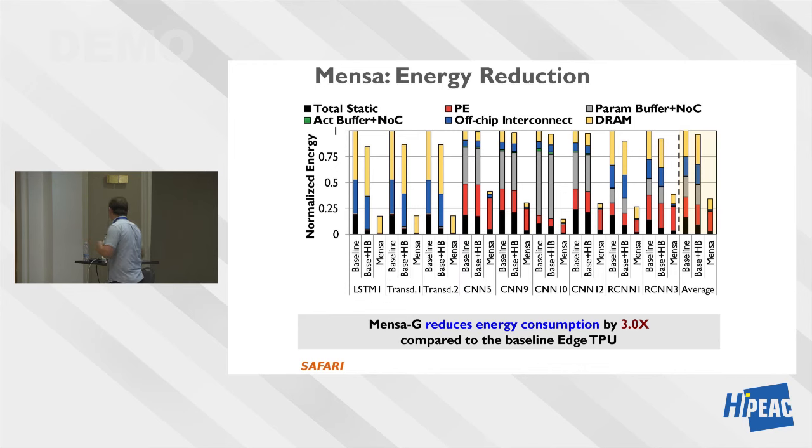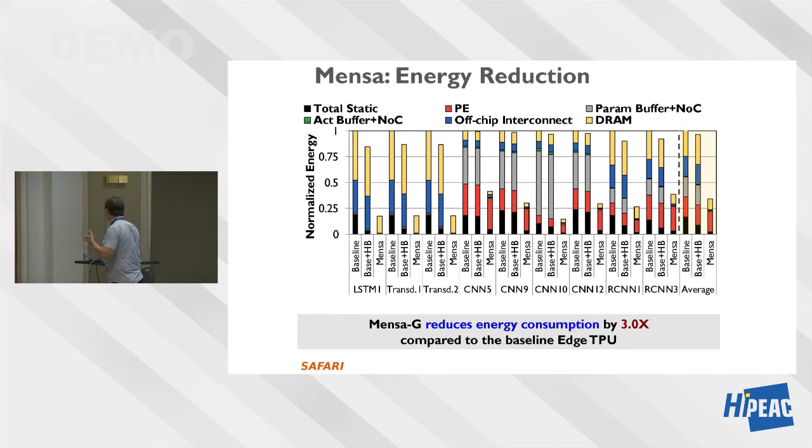This is energy reduction. I showed you this picture yesterday. These are the LSTMs and transducers, which are much more intensive, and these are the CNNs and RCNNs. This is the baseline. I'm going to pick one of these over here. This is what happens if you add high bandwidth memory to the baseline. At the time, TPUs didn't have high bandwidth memory. Now they have it. So you get some energy reduction, but not a whole lot. And this is what happens if you actually employ what we propose. So you get a lot of energy reduction, as you can see.